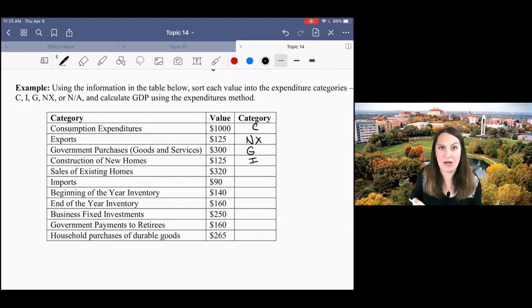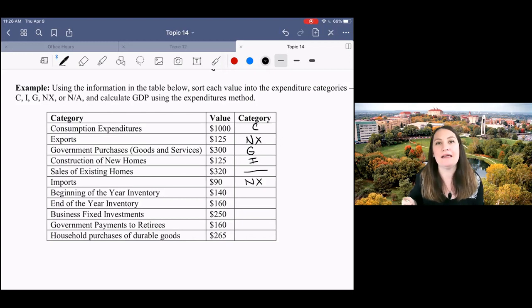Sales of existing homes does not count towards GDP. Remember, what we're trying to do is to measure everything that's being produced in this time period. And if I just transfer a home, somebody owns it, now somebody else owns it, I have not produced anything, right? Same with a car. You have a car, you sell it to someone else, nothing new has been produced, nothing new has been created, and that will not count towards GDP. All right, imports, it's going to go into net exports.